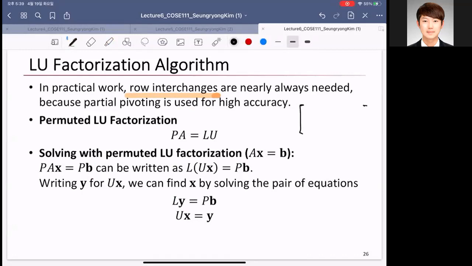So okay, let's go back. What was the partial pivoting? What was the partial pivoting in your row reduction algorithm? 자, 우리가 row reduction algorithm 처음 배울 때 partial pivoting 뭐였죠? 자, partial pivoting. What was that?